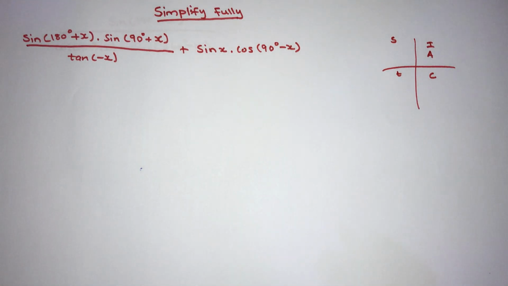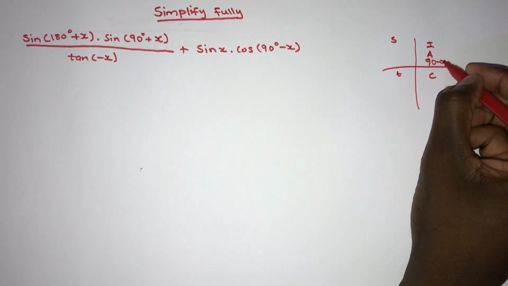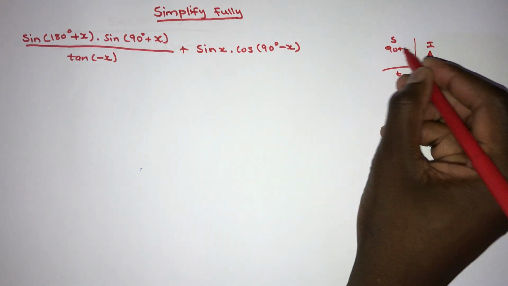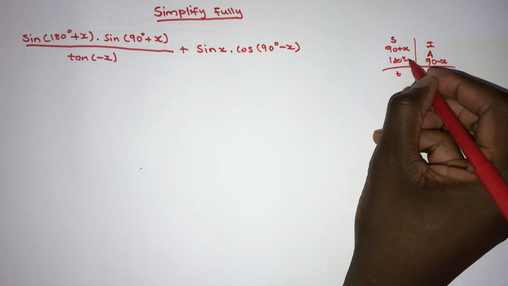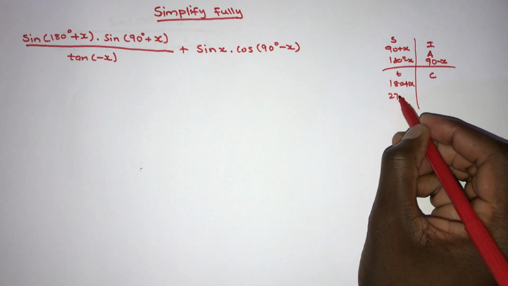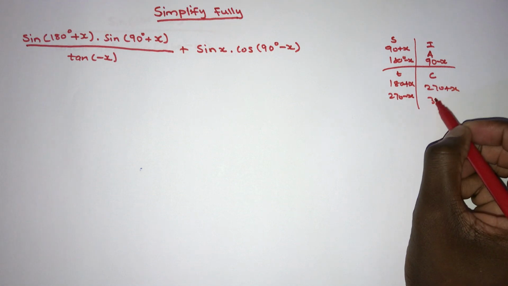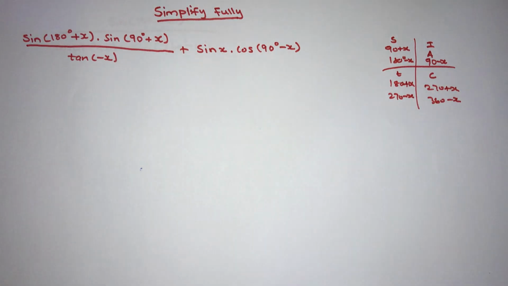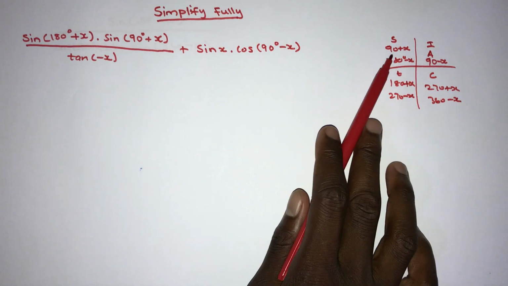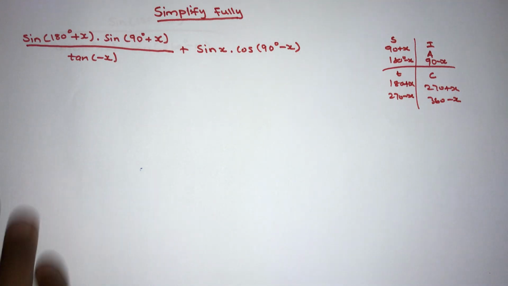This is what we call the CAST rule. Here, this is 90 minus x, they're all positive. Then here it's 90 plus x and 180 minus x. Here 180 plus x, 270 minus x. Here 270 plus x, 360 minus x. So yes, only cos is positive here. Here all of them are positive. Here only sine is positive. Here only tan is positive.